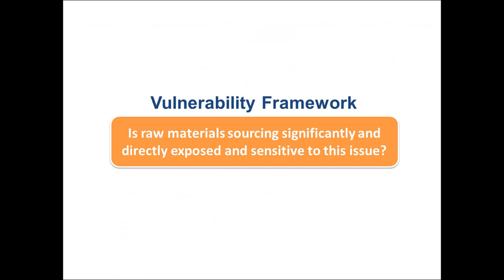So both case 1 and case 2 looked at the impact of sustainable sourcing decisions, but users may just as well be concerned with the vulnerability of supply chains to specific issues. So therefore, for the next 2 cases, we'll take a step back to the issue list and consider those issues that make raw material sourcing more vulnerable. Specifically asking the question, is raw material sourcing significantly and directly exposed or sensitive to this issue? Exposure and sensitivity being ways to look at vulnerability.